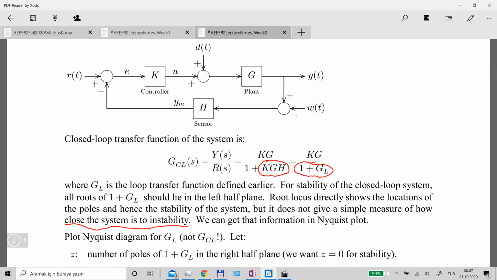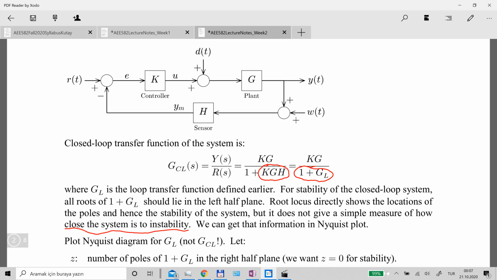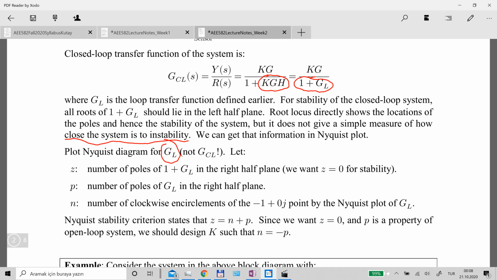Okay, so first of all, in the Nyquist plot, you draw the plot for the loop transfer function, not the open loop, not the closed loop transfer function. I'm sorry. So you draw the plot for the loop transfer function, and when you do the plot, these are important. Z is the number of poles of 1 plus GL in the right half plane. In other words, Z is the number of unstable poles of the closed loop system. So obviously for stability, we want Z to be equal to 0.